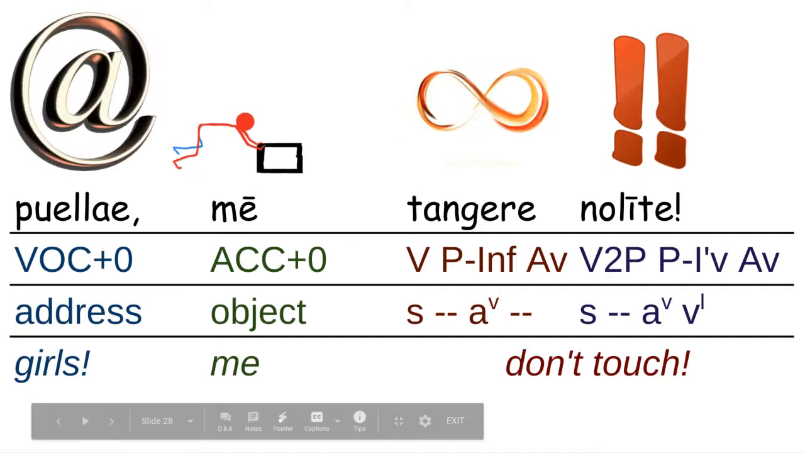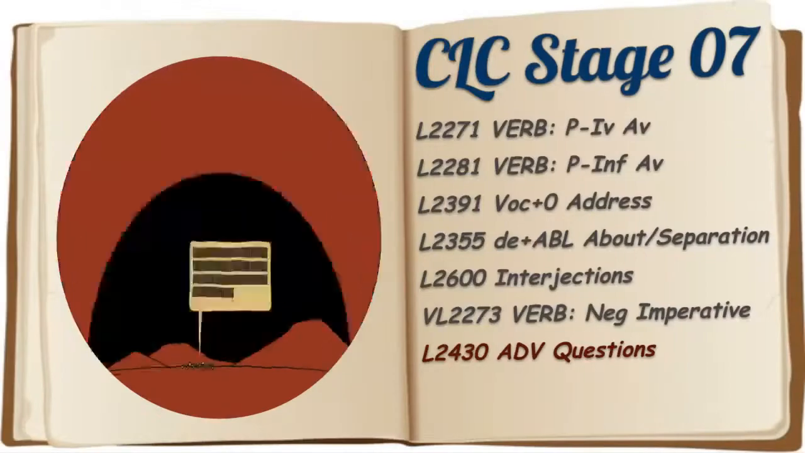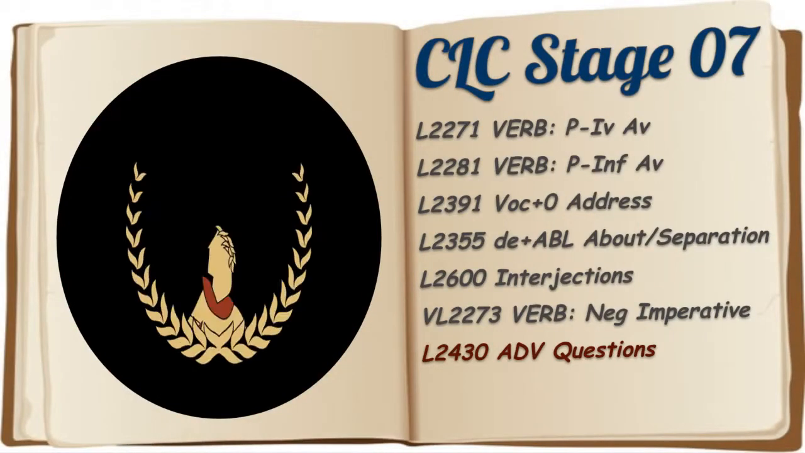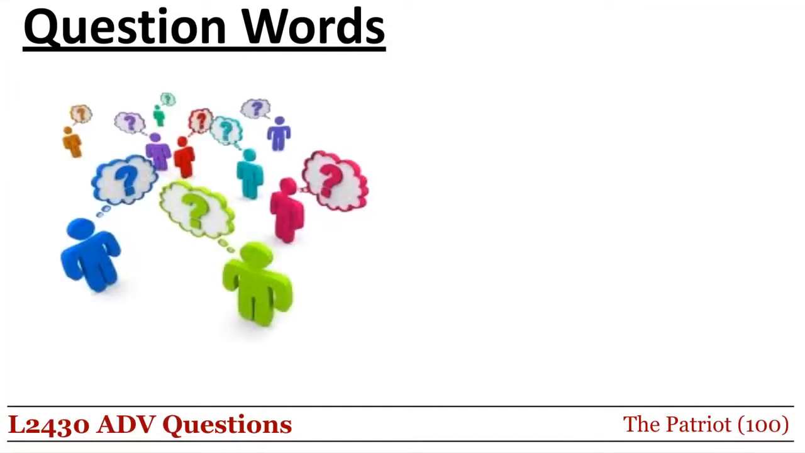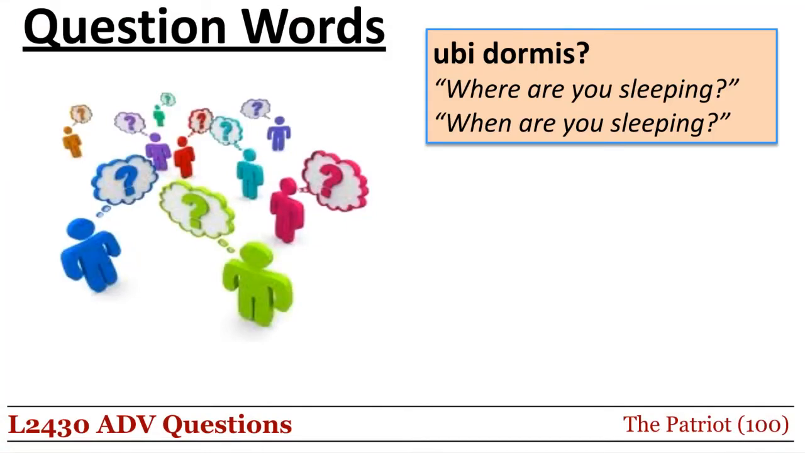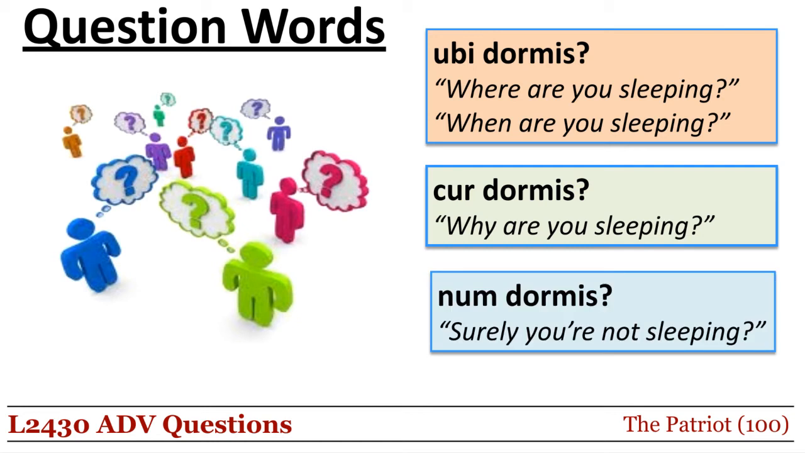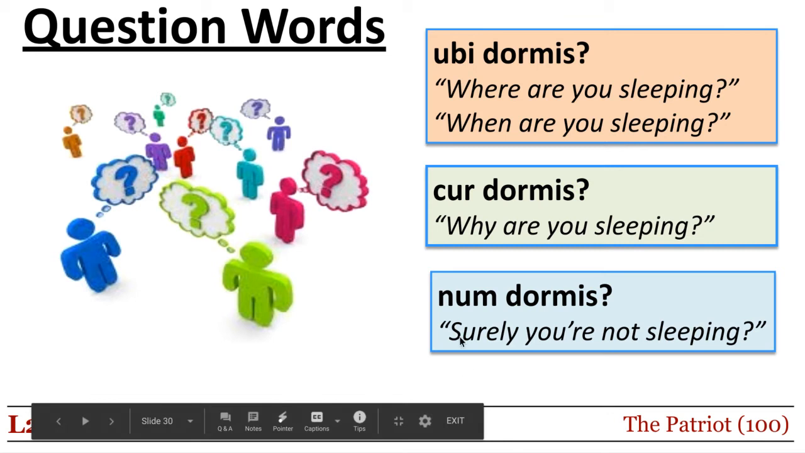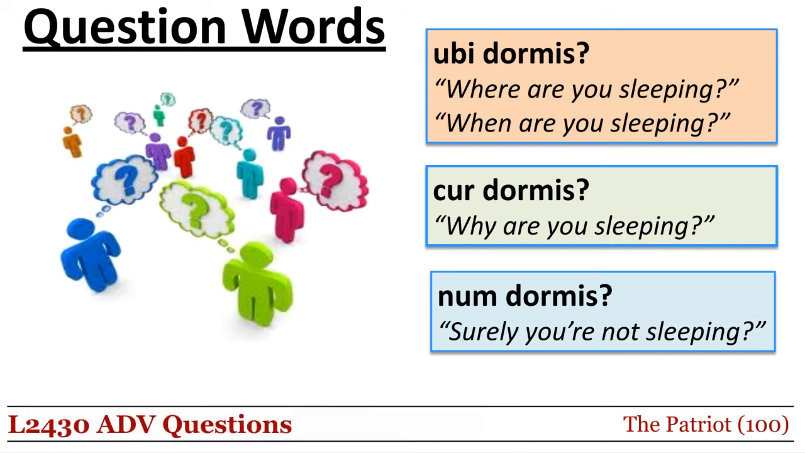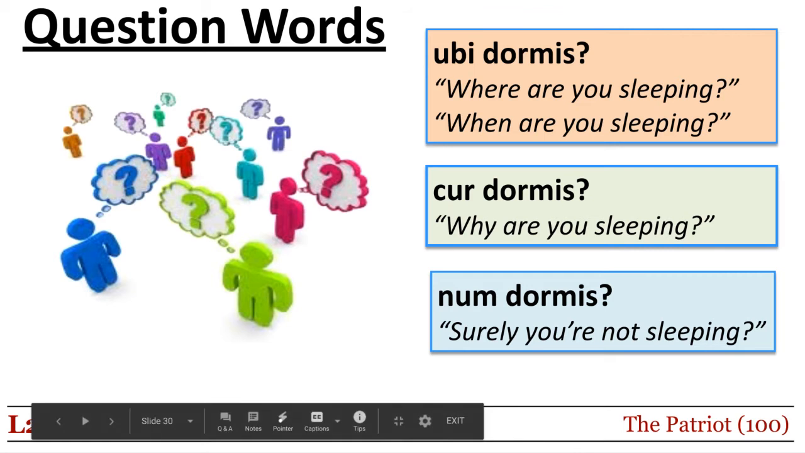All right, well, so that's about everything we have to cover in this chapter. I know it's, oh no, there's one last thing. Boy, it's a long chapter, isn't it? Question words. We've started them. Ubi is where, when. Cur, why. But now we have a special question word that you have to figure out. Num. It's a question word that expects a no. So your teacher would say, surely you're not sleeping, right?